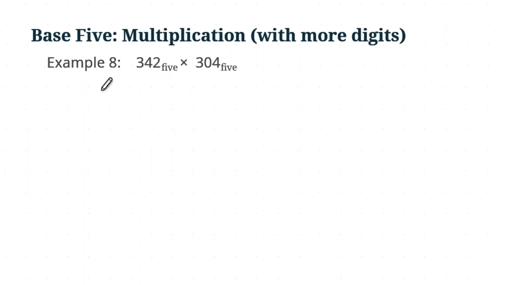We have 3, 4, 2 base 5, right? So we just do it the usual way. We have 3, 4, 2 base 5, and then times 3, 0, 4 base 5. Okay, so now let's start doing the multiplication.